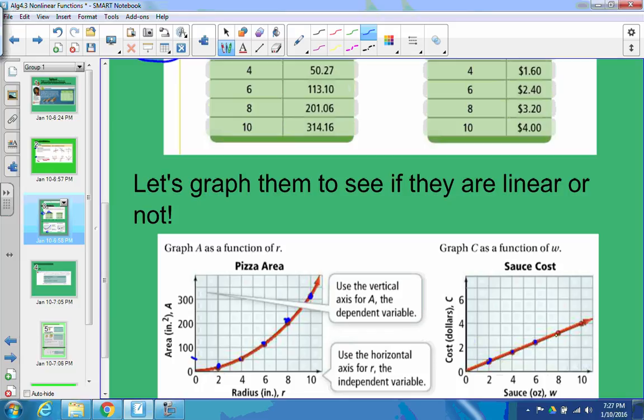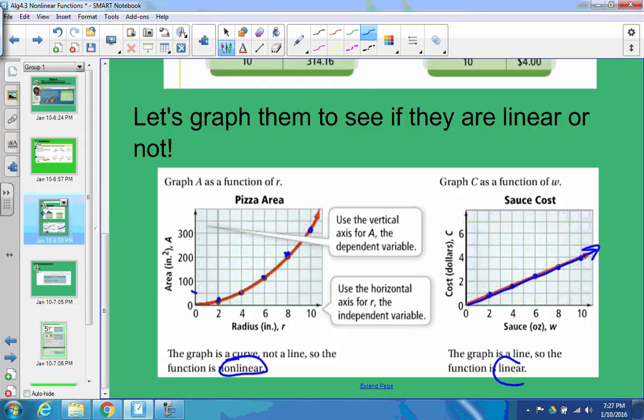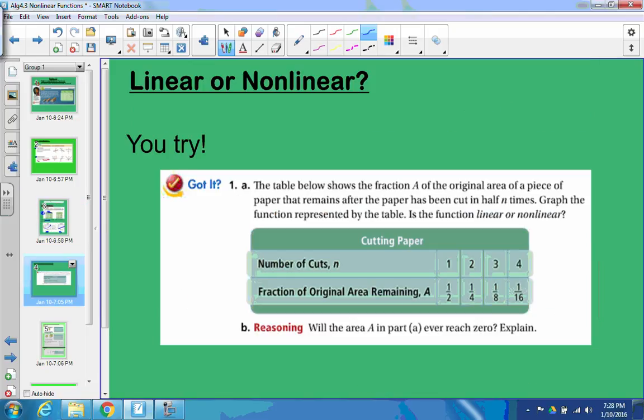For 8, 3.20. Now, when you graph it and you connect the dots, you see that this is a line, which means that this would be a linear function. So graphing a function is probably the easiest way to determine if it's linear or not, until you start recognizing some patterns in different equations or tables. This is probably the best way to check if it's linear or not. So let's try that. Why don't you try this one on your own?